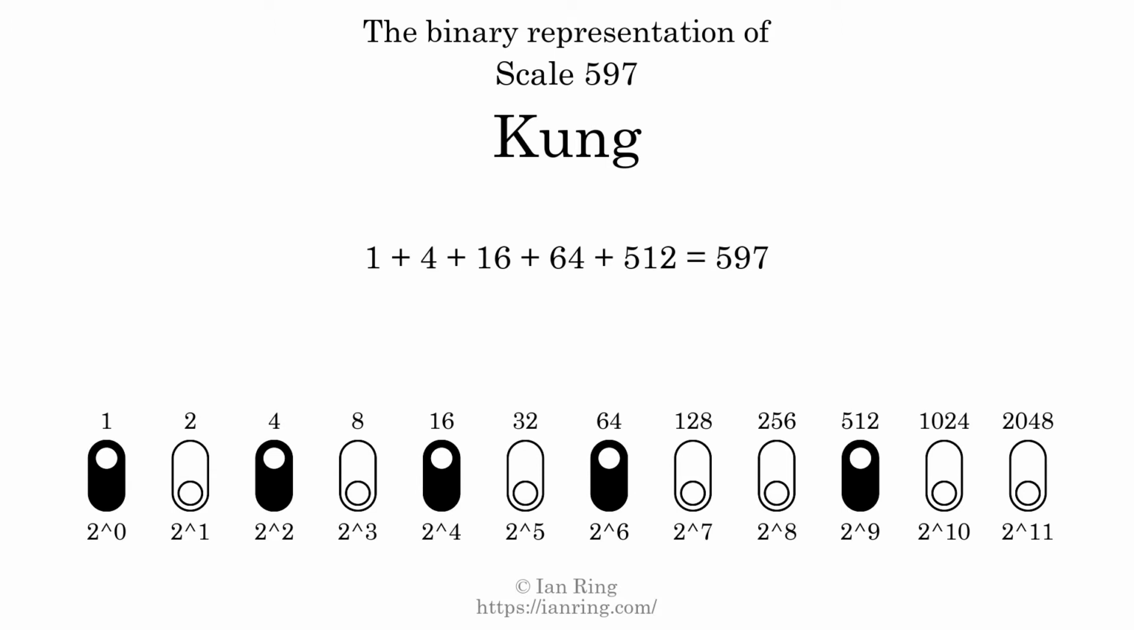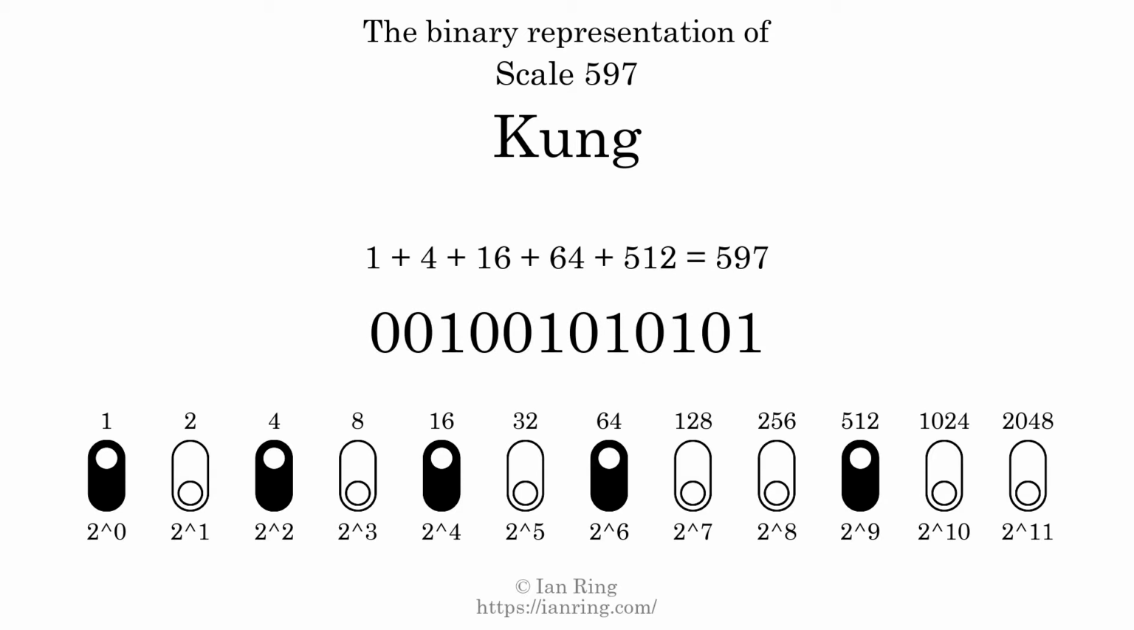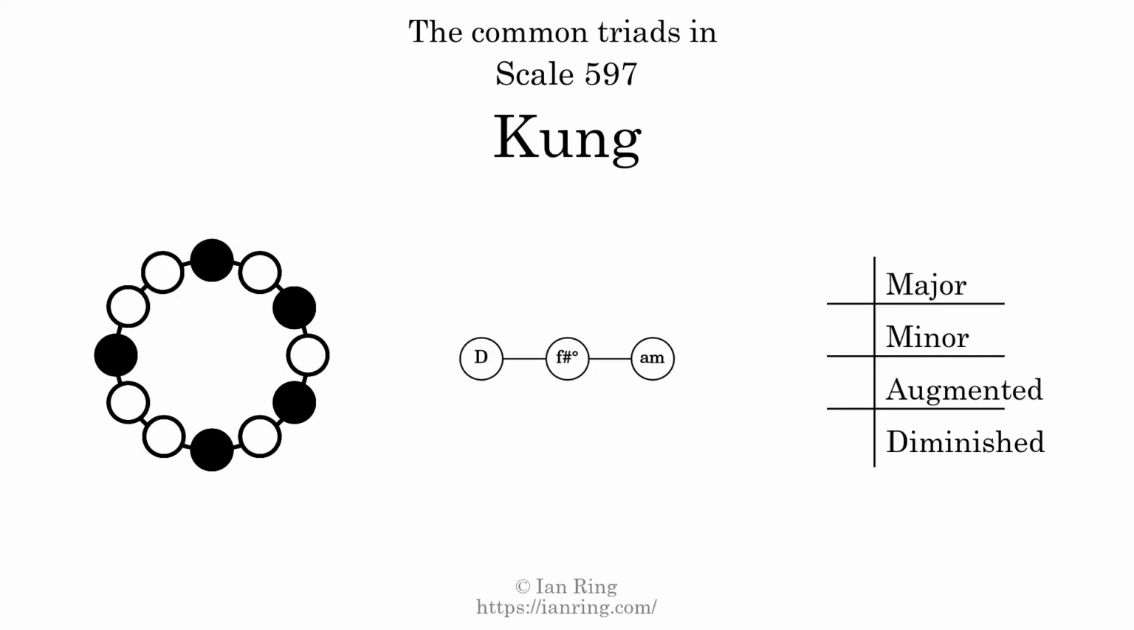The scale number not only enumerates the scale with a unique index, but it also literally describes the tonal content of the scale. Represented as a binary number in base 2, the scale number is 001001010101. Here are the common triads present in this scale.